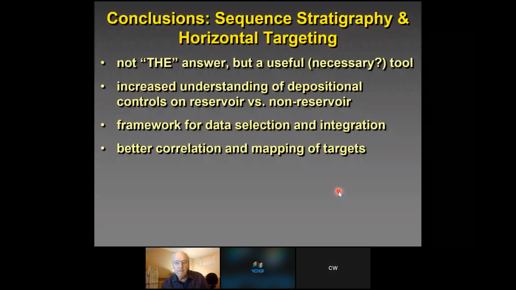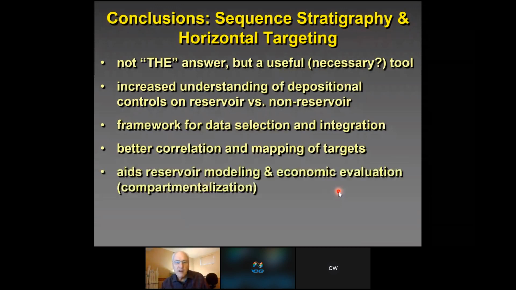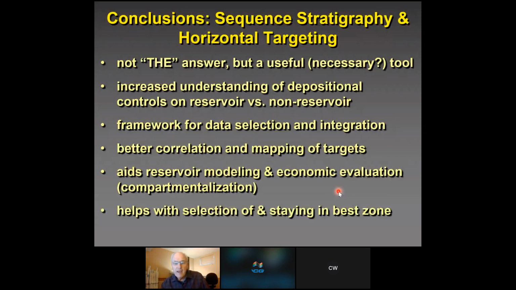to another. Working with your reservoir engineers, it gives you a better bottom line economic evaluation. It helps you define and stay within the best horizontal target. And finally, when you're working with your completion and your drilling group, it gives more input for them on what they should be targeting.